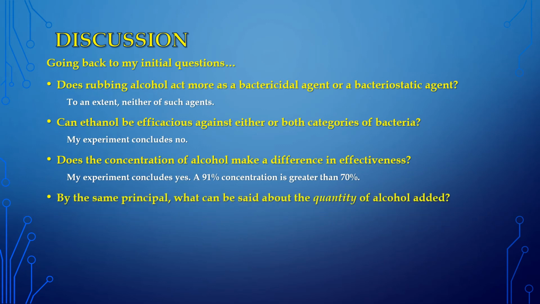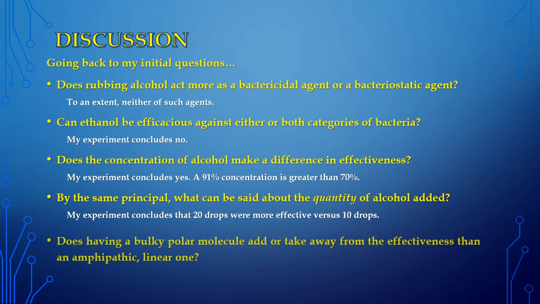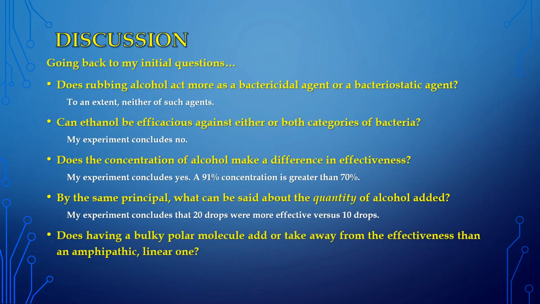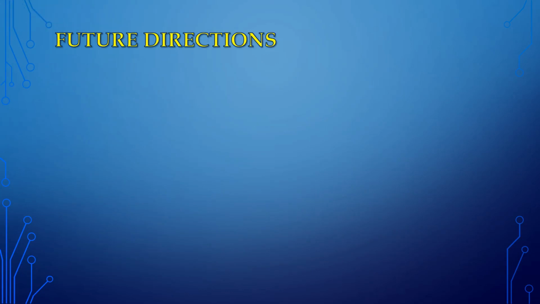By the same principle, what can be said about the quantity of alcohol added? My experiment concludes 20 drops were more effective in both parts of my experiment using isopropanol against E. coli versus 10 drops. And finally, does having a bulky polar molecule add or take away from the effectiveness than an amphipathic linear one? My experiment concludes that it added to the effectiveness. The bulky polar molecule utilized was isopropanol. The linear amphipathic one was ethanol, and my experiment showed that it was the least effective. Since I was limited on resources and time, I was unable to do additional experiments in response to my results.